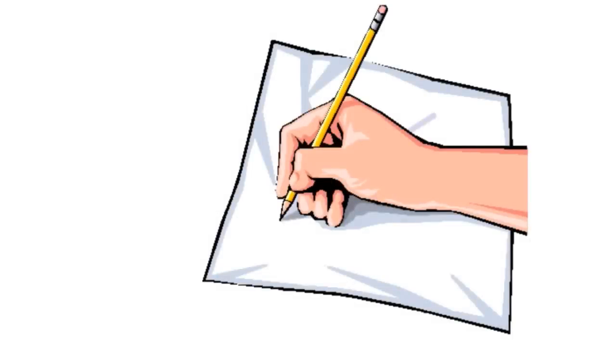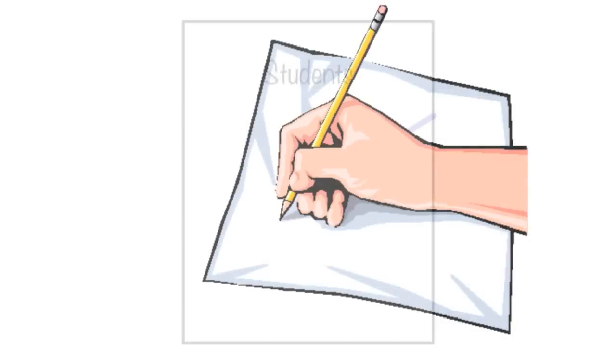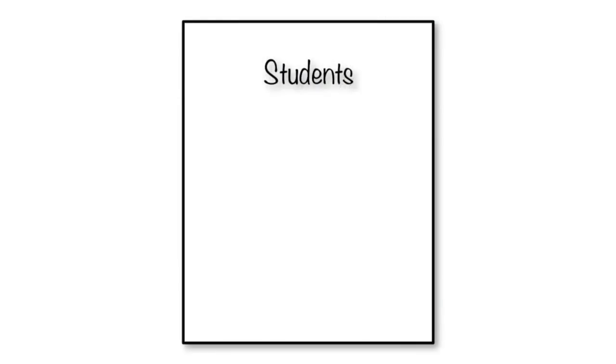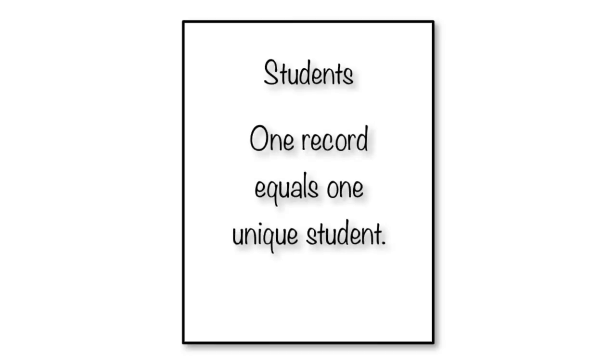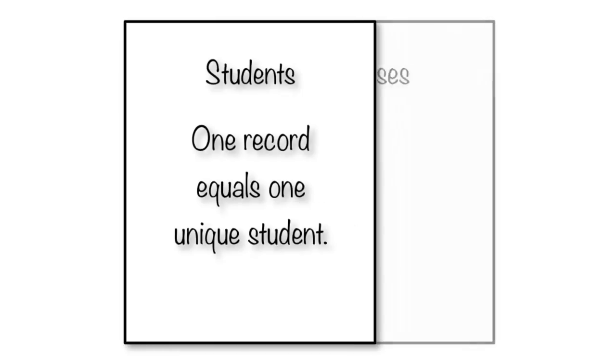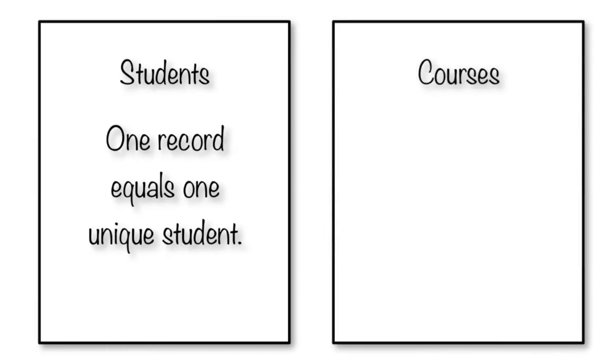And what's helpful when scribbling this down is to write down what each record represents. So in the students table, that's probably pretty straightforward for you. You're going to say one record equals one unique student. Okay, pretty straightforward. Then we have training or courses that we give them.